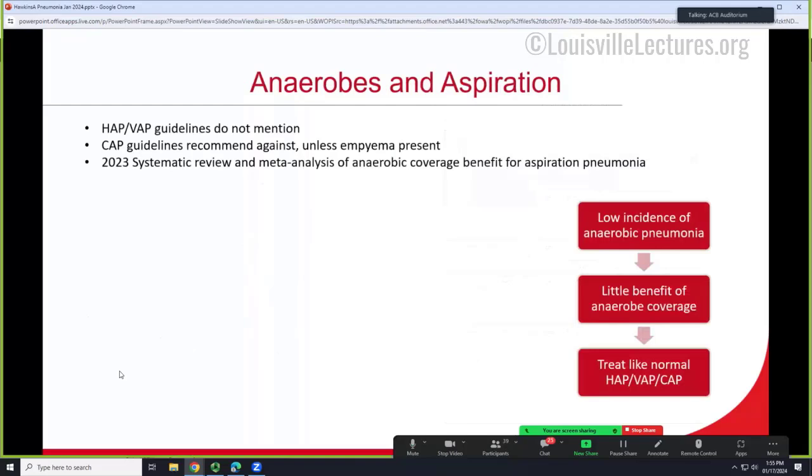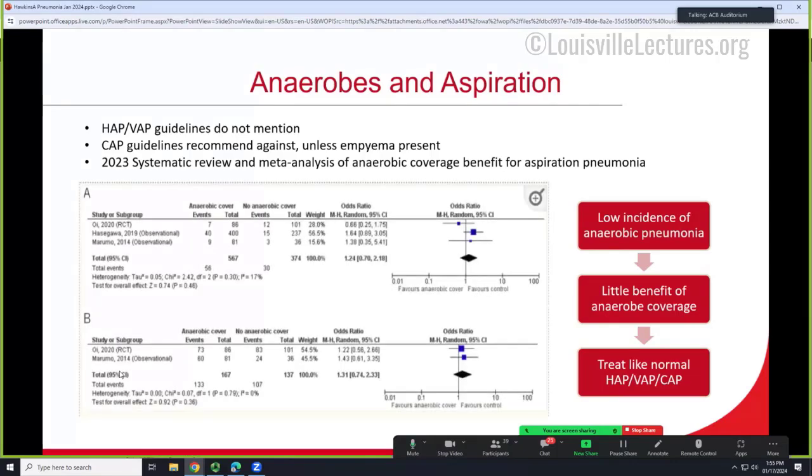And then finally, anaerobes and aspiration. The HAP VAP guidelines do not mention it. The 2019 CAP guidelines specifically mention it. They say don't do it. I cannot think of a more aerobic environment than the lungs, as long as there's gas exchange occurring. So they specifically say unless there's an empyema, a fluid-filled sac where anaerobes can live, there's no recommendation to include anaerobic therapy. And there's actually a very low incidence of anaerobic pneumonia, and there's little benefit of adding anaerobic coverage seen by this study here, where there was no difference in outcomes when you added specifically anaerobic coverage for aspiration pneumonia.